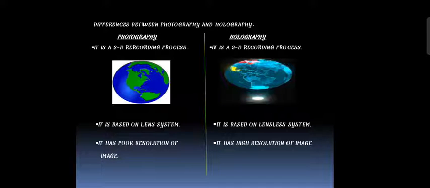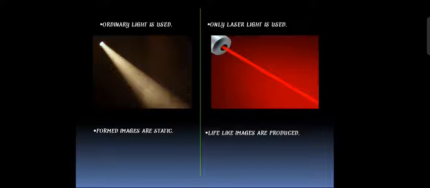Here are the differences between photography and holography. Photography is a 2D recording process, but holography is a 3D recording process. Photography is based on lens systems, but holography has no lens systems. Photography has poor resolution of image, but holography has high resolution of image. Photography is done with ordinary light, but holography must be done with laser light. The images formed in photography are static, but in holography, lifelike images are produced.